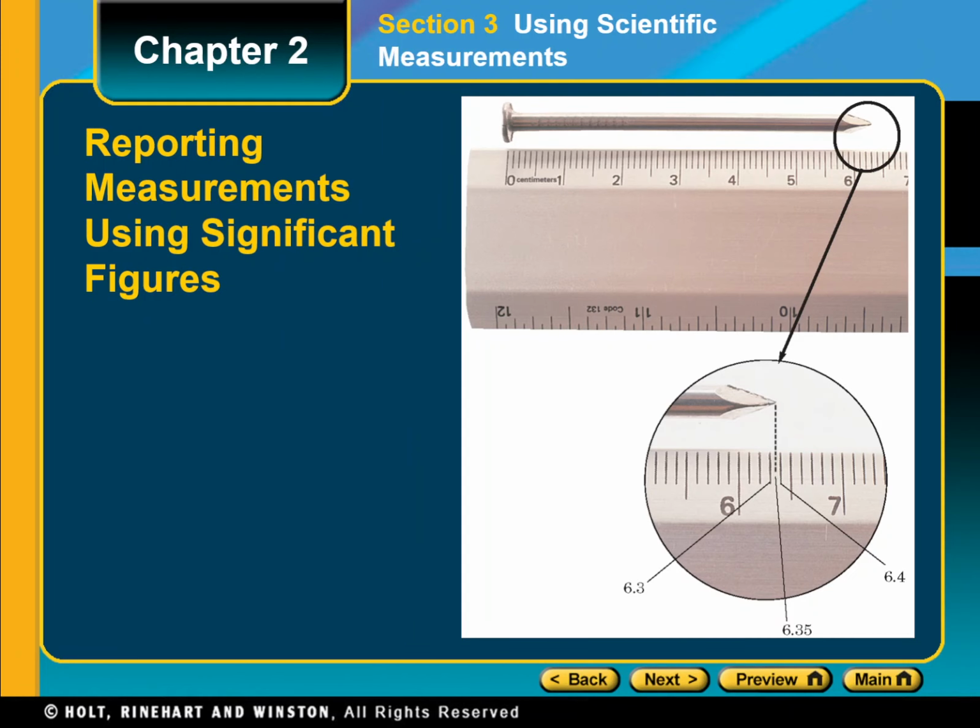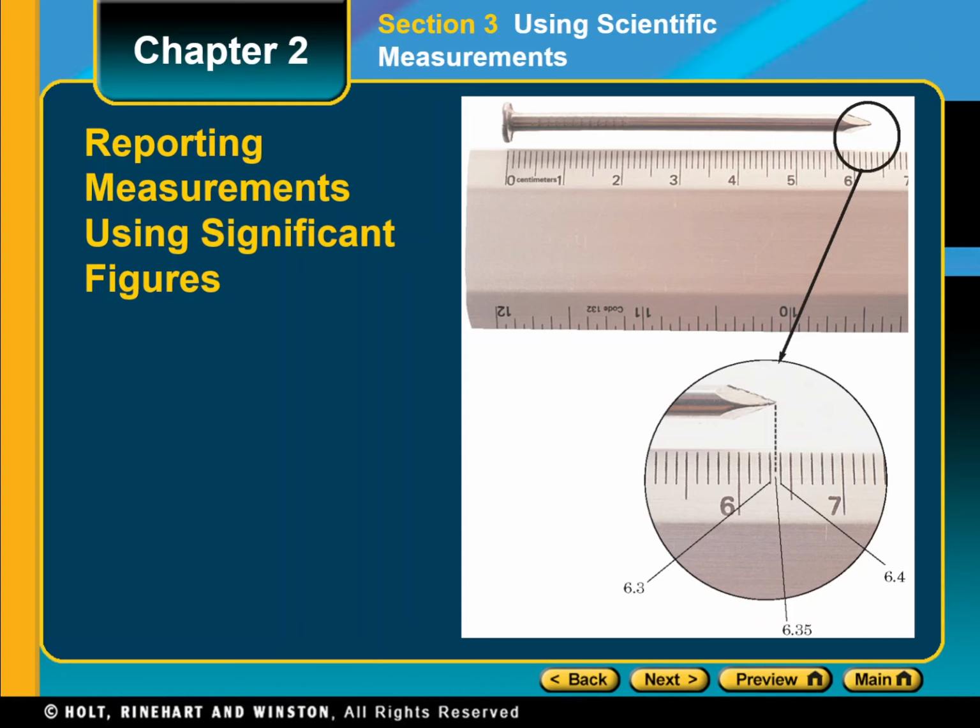To demonstrate this, let's consider the ruler again. The length of the nail in the photograph is given as 6.36 centimeters. All three of these digits are significant, even the uncertain digit. All contain information and all are included in the value.